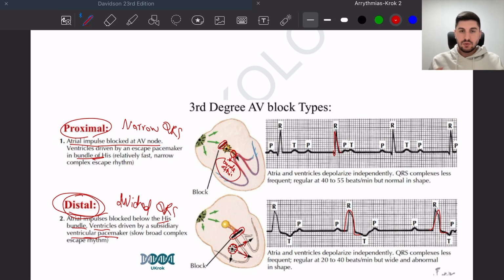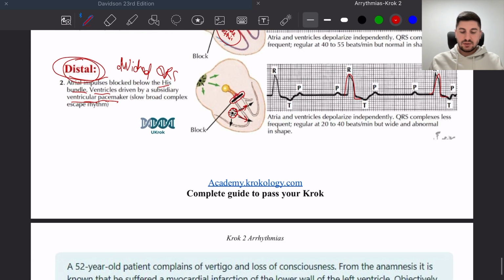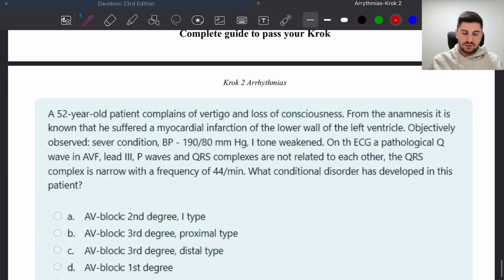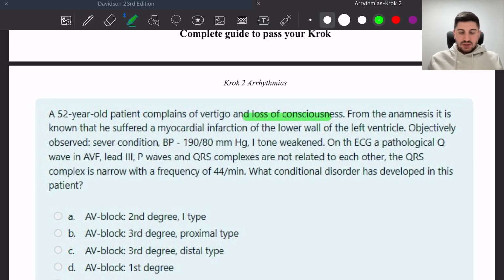This is happening in both types, but we are just stating the difference between a block at the proximal part, which is the AV node, or at the distal part. And this is one Krok question about it. A 52-year-old patient having vertigo and loss of consciousness, typical for third degree heart block from anesthesia, myocardial infarction, etc. On the ECG, pathological Q wave in AVF and lead 3. These are signs of myocardial infarction, not important, but P waves and QRS complexes are not related to each other. So this is the third degree.